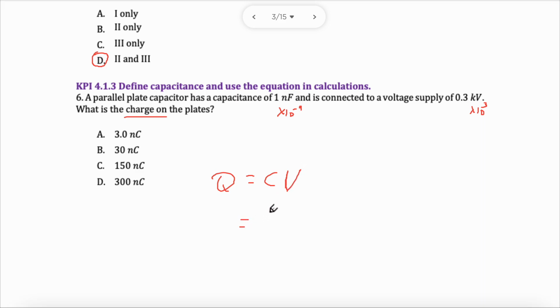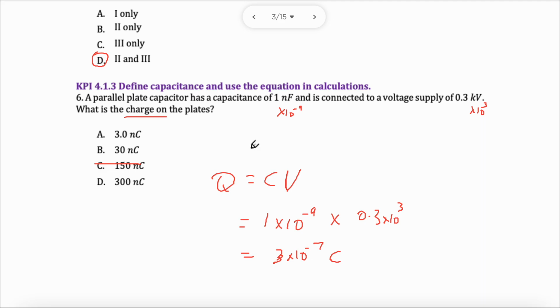I have C, 1 times 10 to the minus 9, multiplied by 0.3 times 10 to the positive 3. That simply means 300. Putting this into my calculator, 1 times 10 to the minus 9 times 0.3 times 10 to the positive 3, I get 3 times 10 to the minus 7 coulombs. Great, but there's a problem now. I don't know what I'm supposed to choose over here. Is it 330, 300? Obviously it's not C.